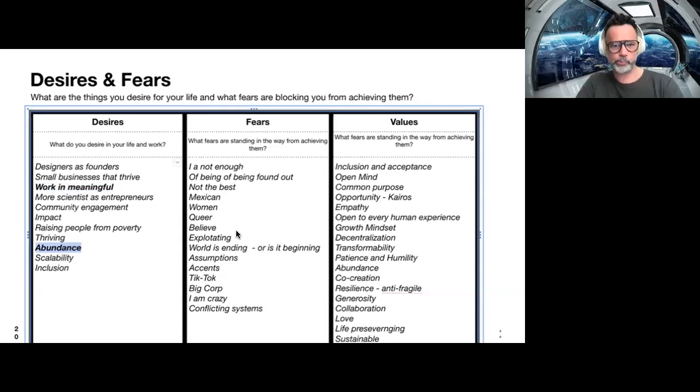All right. What are our top fears? I'll read them out. I'm not enough. Fear of being found out, or imposter syndrome. Not the best. I'm Mexican. I'm a woman. I'm queer. I fear of people believing in me. Exploitation. Can you hear me?